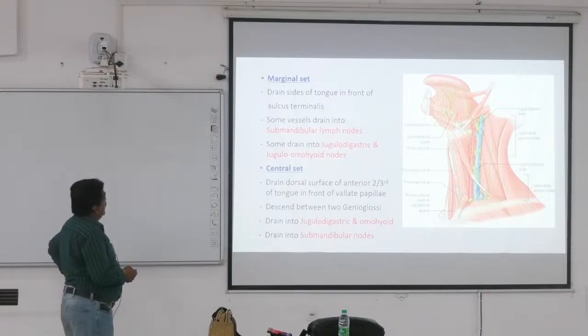Central set drains dorsal surface of anterior two thirds of the tongue in front of the vallate papillae. Descends between two genioglossus muscles. Drains into the jugulo-digastric and omohyoid group. Drains into the submandibular nodes.